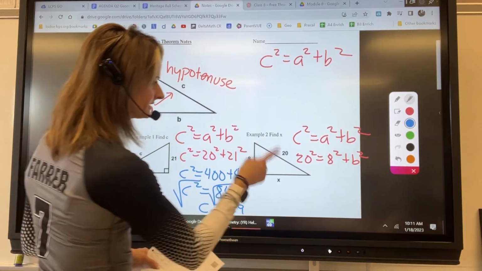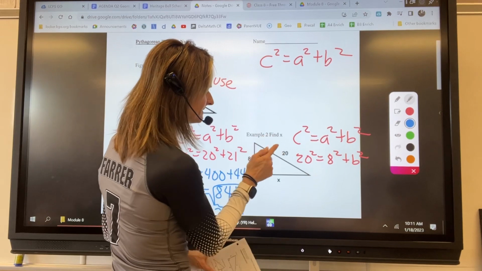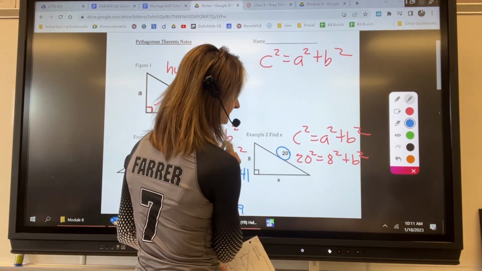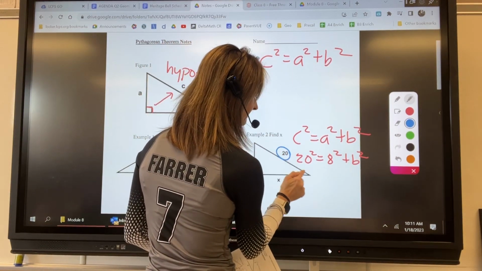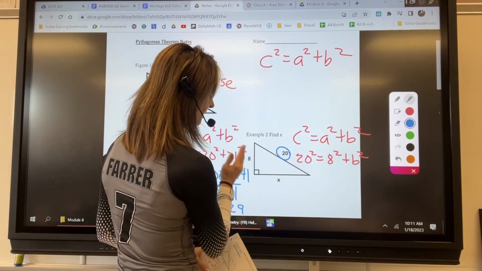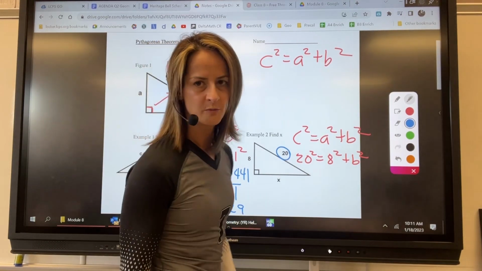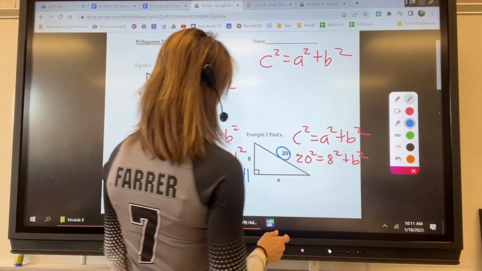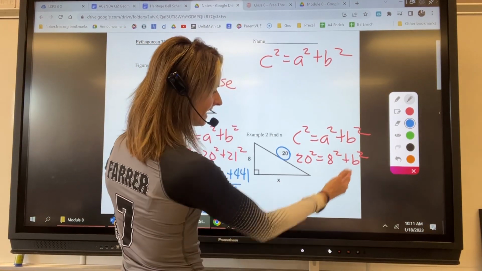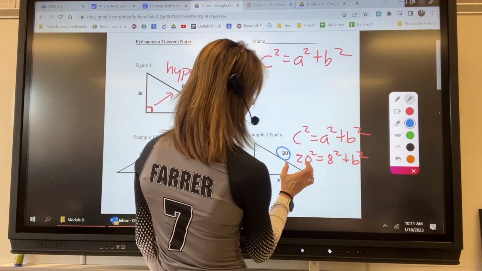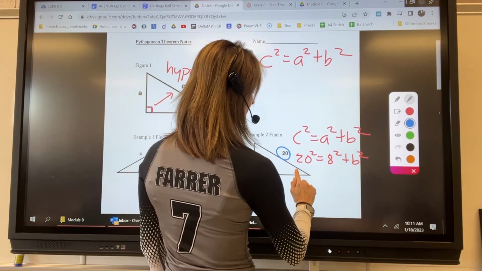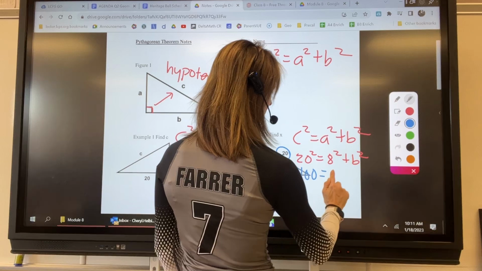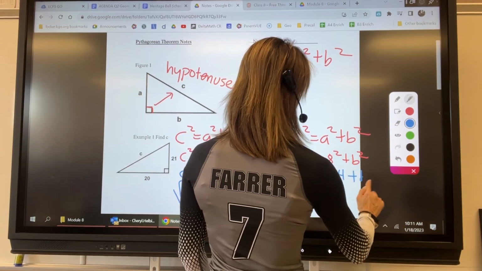On this side, we have to be very careful because they have given us c. So we have to put the 20 in for c. The other legs are 8 and x, and it doesn't matter if you put in 8 for a or for b, either one is fine. So I just wrote b, you could put x, either way, these are the legs, and that's c. So when I square these numbers, I get 400 equals 64 plus b squared.